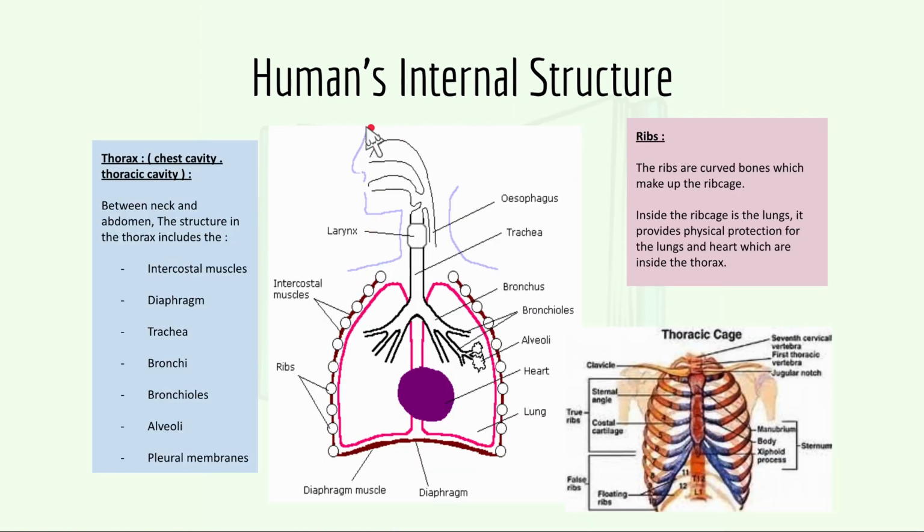And here we have the human internal structure again. Here we have the thorax, which is the chest cavity, between the neck and the abdomen, and the structures in the thorax include these things, right here. Ribs are curved bones which make up the rib cage, and inside the rib cage are the lungs. It provides physical protection for the lungs and heart, which are inside the thorax.